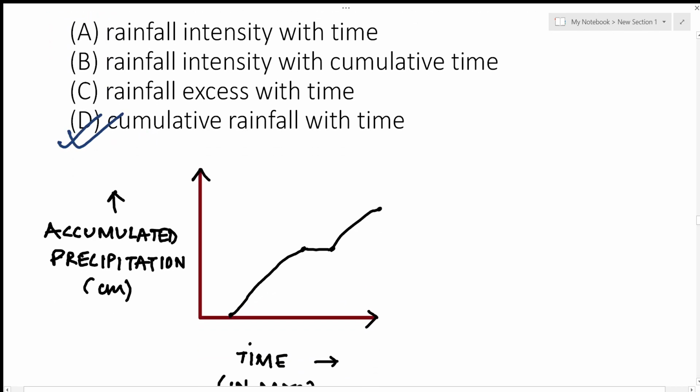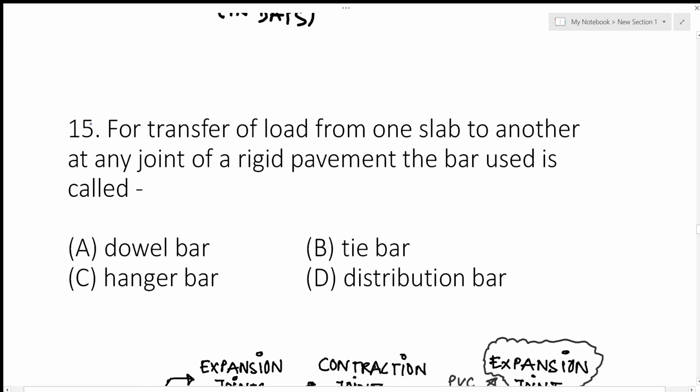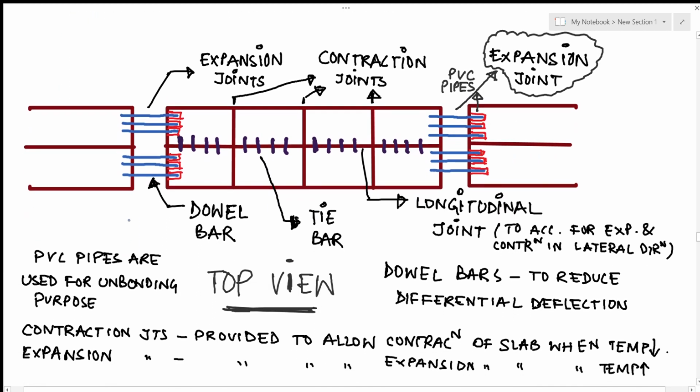So the answer would be D, cumulative rainfall or accumulated precipitation, the same thing with time. The next question, for transfer of load from one slab to another at any joint of a rigid pavement, the bar used is called. Now the answer is dowel bars. Now let's look at the top view of the rigid pavement surface. Now this part is known as the expansion joint.